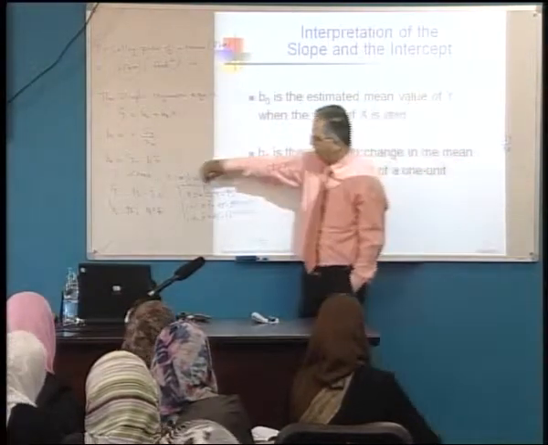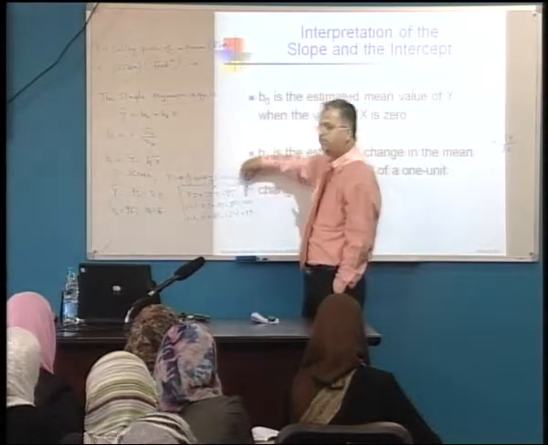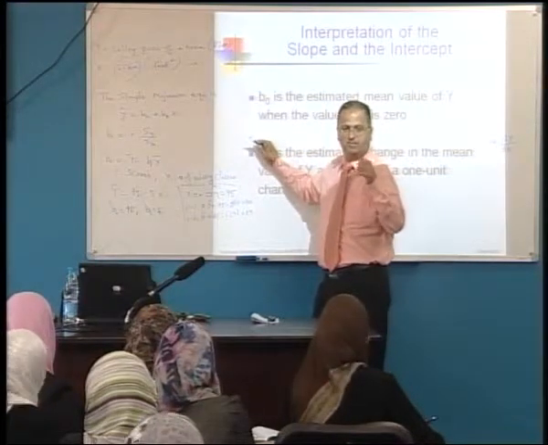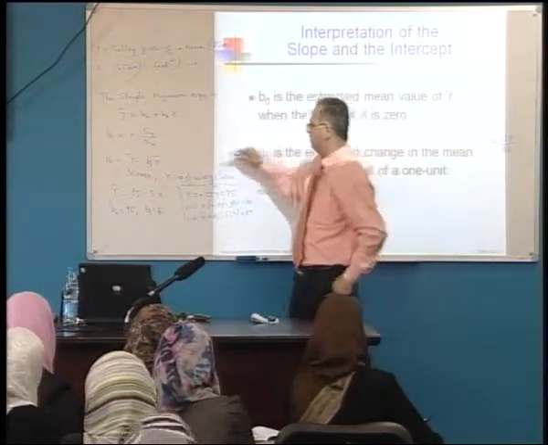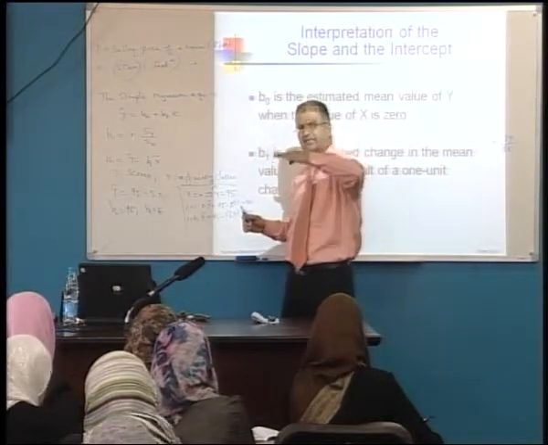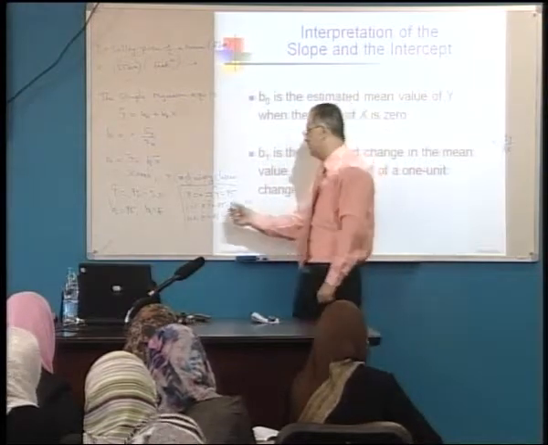So for each 1 unit, there is a drop by 5 units in his score. That means if the number of missing classes increases by 1 unit, then his or her weight is expected to be reduced by 5 units because the sign is negative.